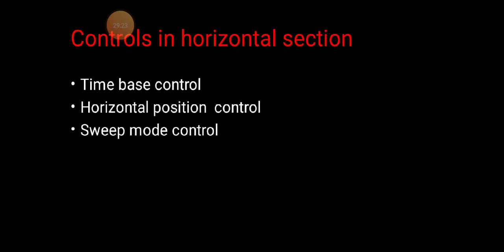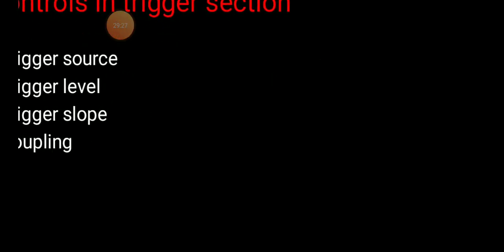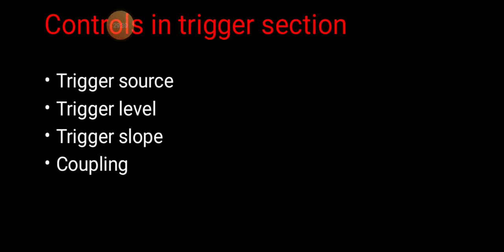Last main type, controllers in the trigger section. In that, first one is trigger source, second is trigger level, third is trigger slope, and last one is the coupling. First we'll move on to the trigger source. This control is used for selecting the source for triggering or synchronization. There are 3 possible positions, namely internal, external and line. Already you studied this one.